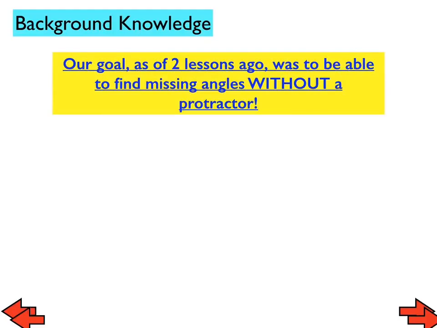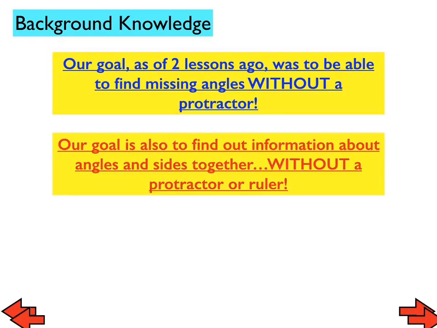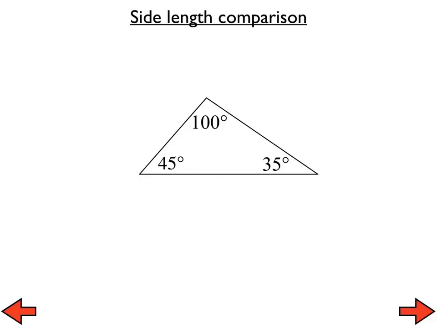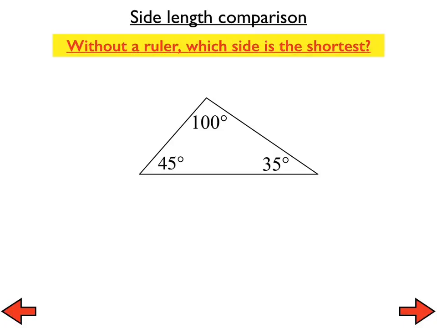Okay, moving on. So again, going back to what we've been doing to find missing angles without a protractor, we are going to do the same thing with the sides and angles together. So we have a side length comparison here. I gave you a triangle where all 3 angles are labeled, but none of the sides are labeled. But you should be able to tell me which side is the shortest. So just by looking at it, which side looks like it's the shortest? The left side? Okay, just by looking at it, it looks like that's the shortest.